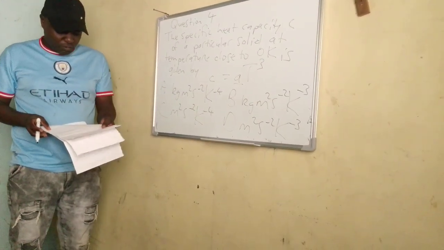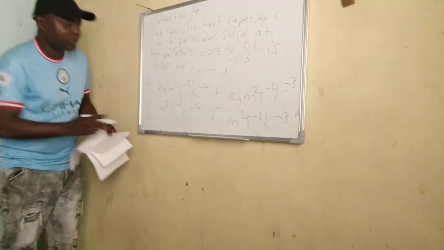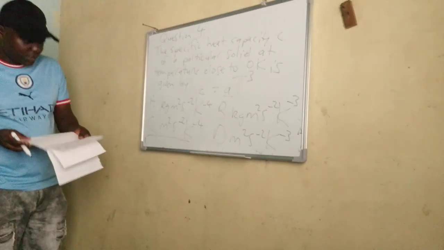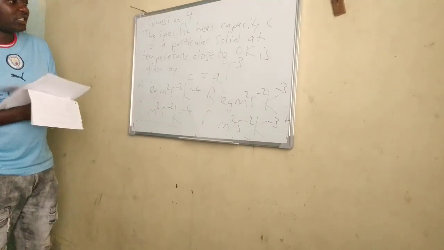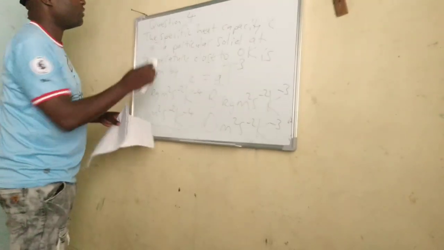I think the 1 minute is over. The answer there is C. So we can explain how we arrived at C. It is simple to explain.